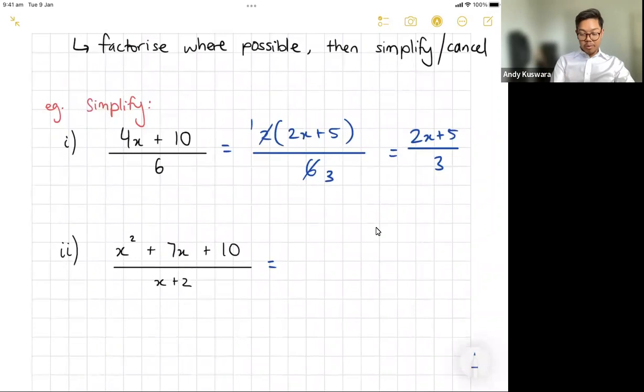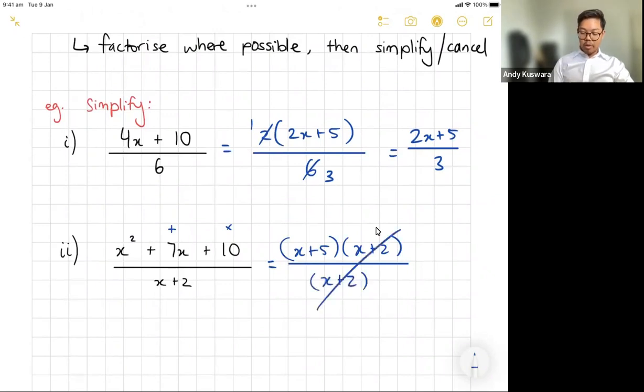The top is a trinomial, so 2 numbers that multiply to give me 10 and add to give me 7. I can see this will be x plus 5, x plus 2, and then it's all over just a single x plus 2. You can see that your bottoms will cancel out. And this leaves me with x plus 5, not over 0, but over 1. Whenever you cancel things out, it turns into 1 because it's kind of like dividing by itself.